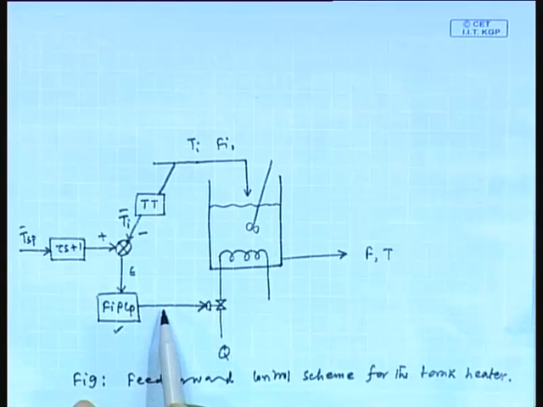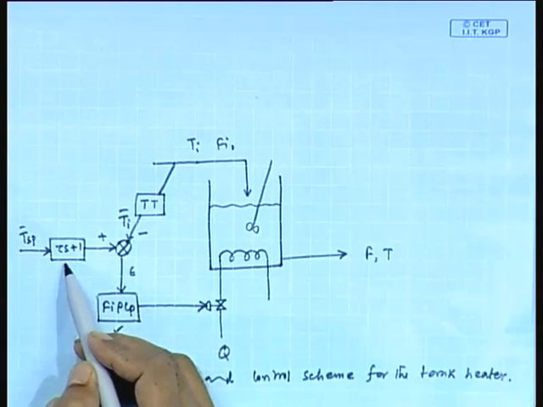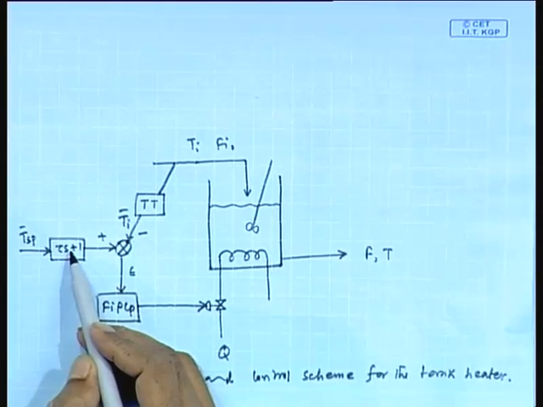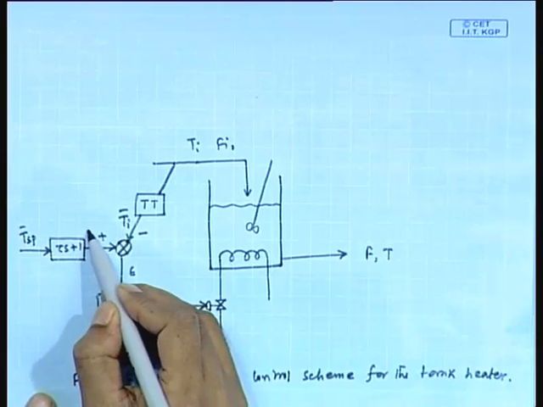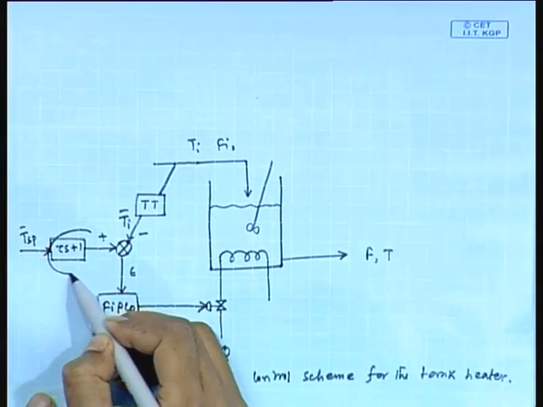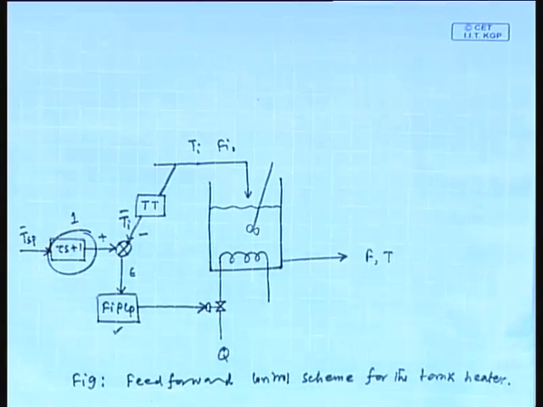So, we have configured the dynamic state feed forward controller with this heating tank system shown here. For the steady state feed forward controller, you just write inside this block 1. For the steady state feed forward controller, you replace tau s plus 1 by 1. Fine. So, that is the steady state feed forward controller.